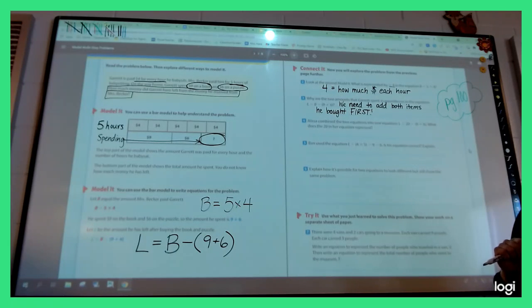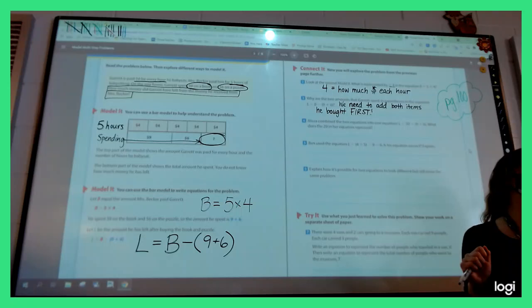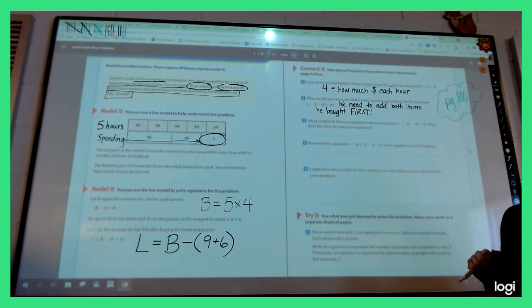Hayden, I said parentheses equals do it first, and add 9 and 6. Sounds good. Anything else? Yep, you can always use your own words. Give me about 10 more seconds and we are moving on to number 4.